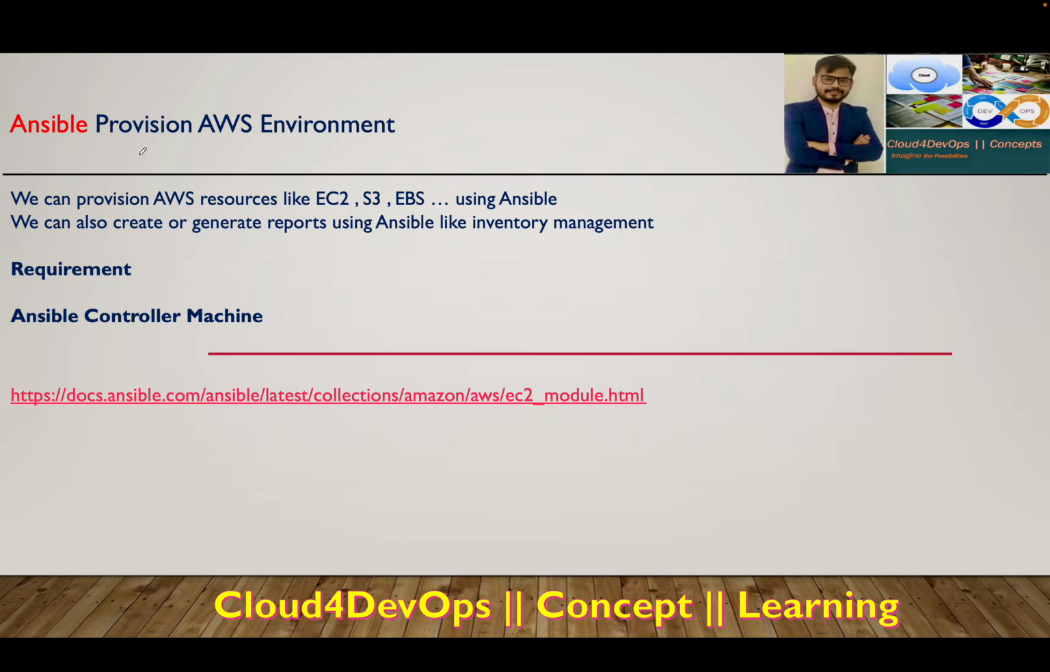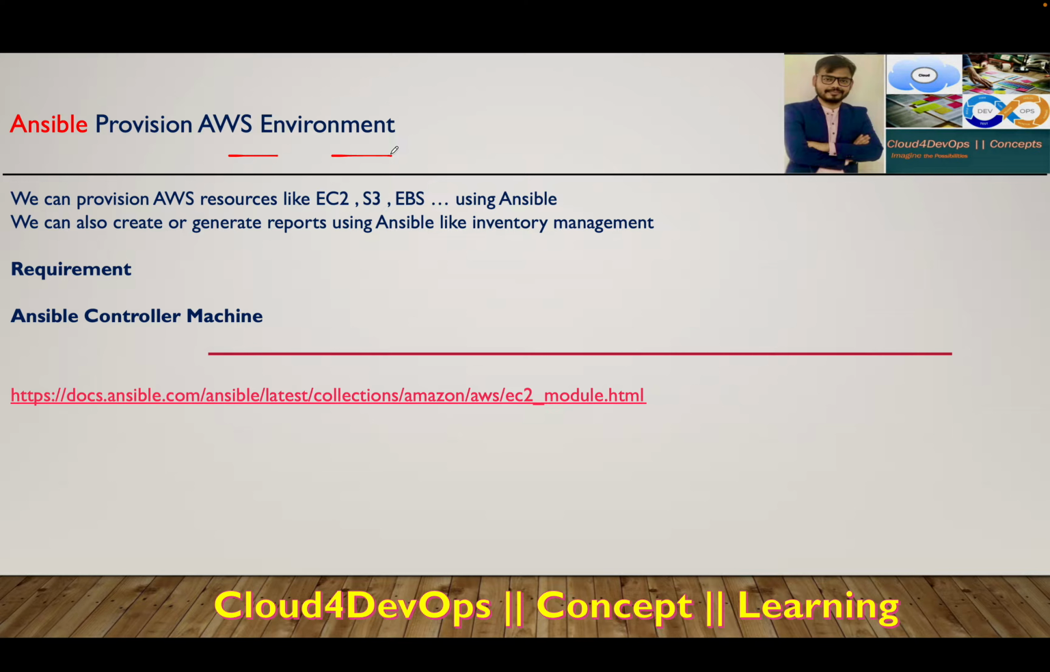Hey everyone, welcome to the 18th lecture of the Ansible series, and in this lecture we will try to provision our AWS environment. You can create the entire infrastructure of AWS using Ansible. It's not only AWS, you can do it within Azure, within Google Cloud, and within your data center as well.